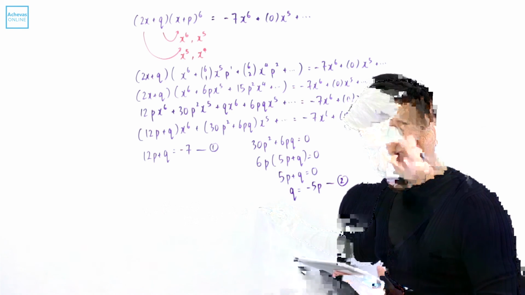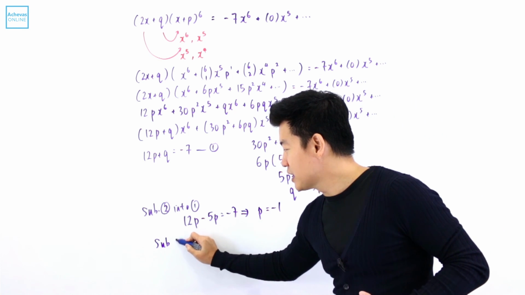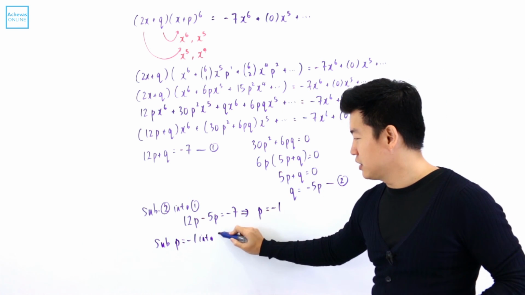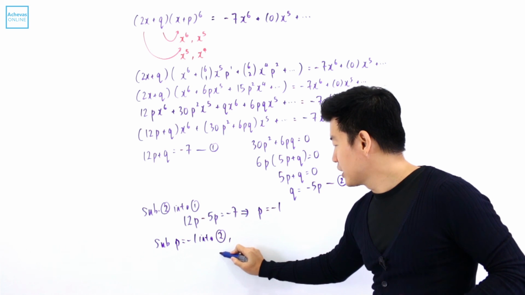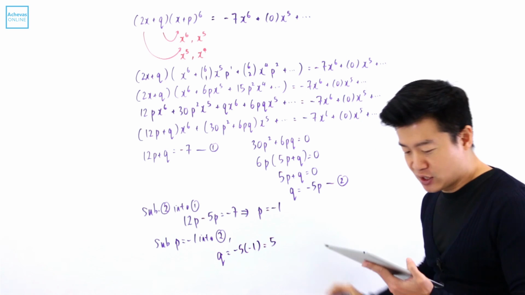And this will give me the value of p to be equal to minus 1. And if I were to continue and substitute p is equal to minus 1 into equation number 2, then what we'll get is q to be minus 5 times minus 1. It is equal to 5.